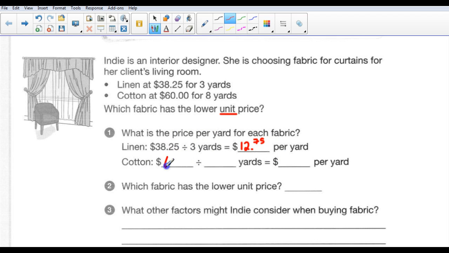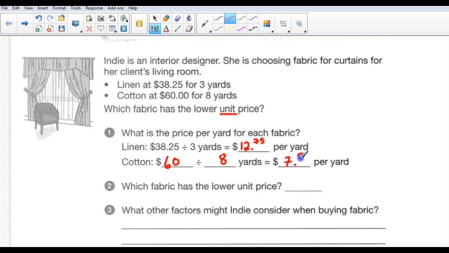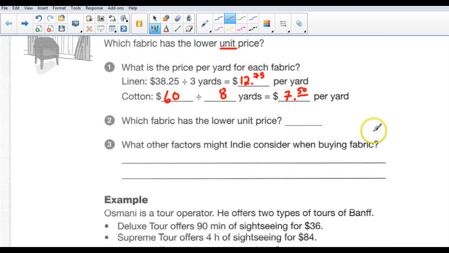Now the cotton was $60 for 8 yards, so we'll take our calculator and do 60 divided by 8, and we get a cost of $7.50 per yard. So obviously cotton is considerably cheaper than linen. Linen is a much higher quality material or fabric. So which fabric has a lower unit price? Well, we know that the cotton does.